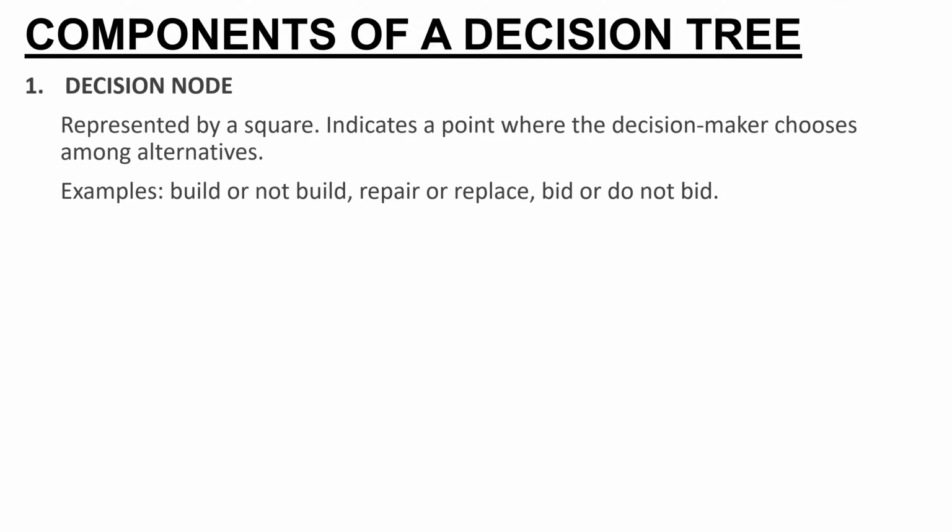So these are the components of a decision tree. First is what we call the decision node. This is usually represented by a square, though at times these conventions are not really followed. When we say decision node, this is the point where the decision maker chooses among alternatives. There are alternatives, and then the decision maker is going to choose which of those alternatives he is going to do. For example, build or not build, replace or repair, bid or do not bid. Those are the decision nodes.